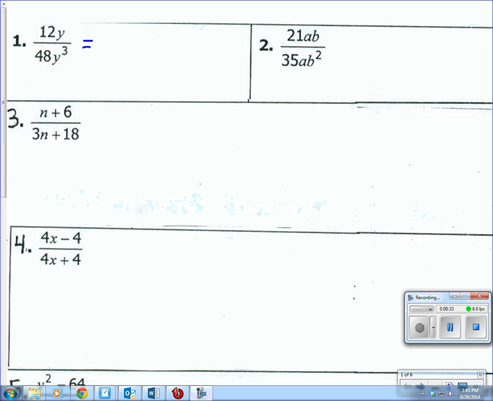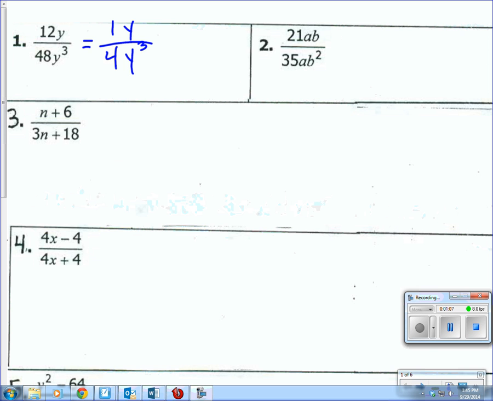So number one, this is the first page of your notes, okay? Number one is, what can you divide out of 12 and 48? So 2, but there's also a greater number than 2. 12 goes into 12 and 48, right? So 12 divided by 12 will just be 1, and 48 divided by 12 will be 4, and we'll still have y and y cubed.